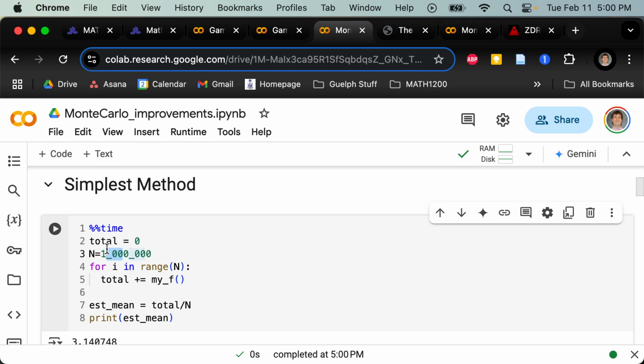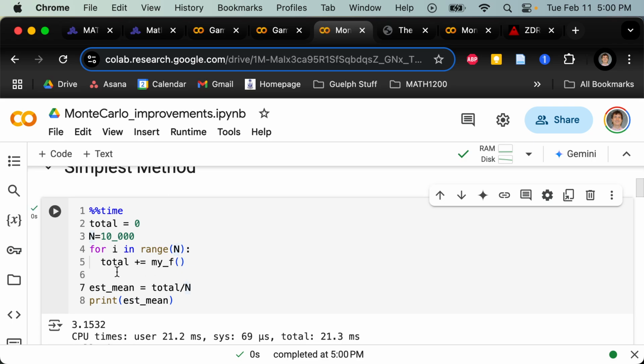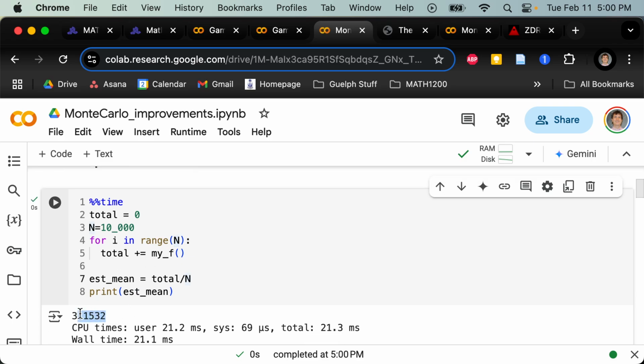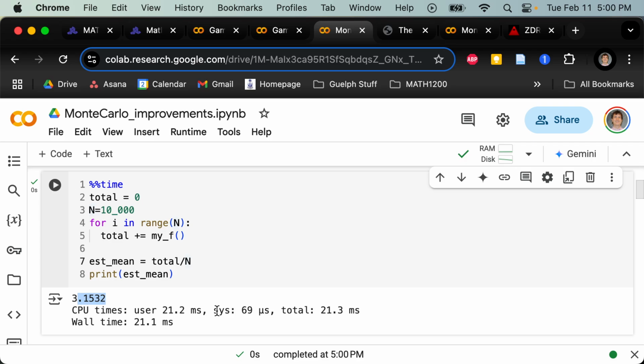Let's do like 10,000 runs, and we just do a for loop. We add it up, and then at the end we divide by n. Okay, and what do we get? We got 3.153. Pretty good. 3.15. Pi equals 3.15. Not a bad algorithm. Okay, that is the simplest possible thing.